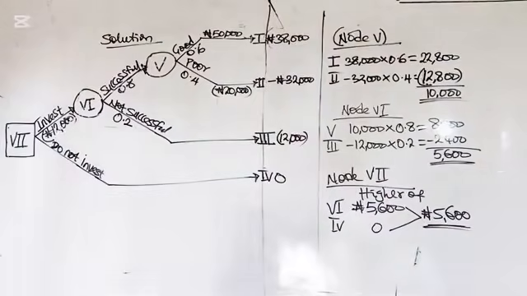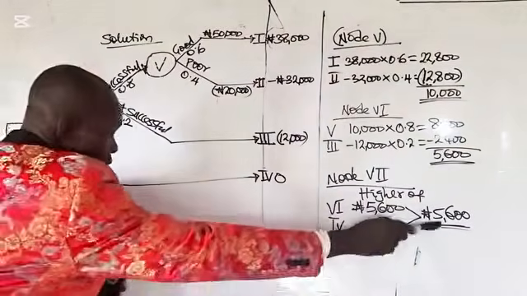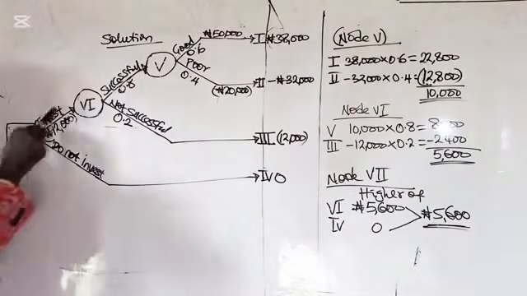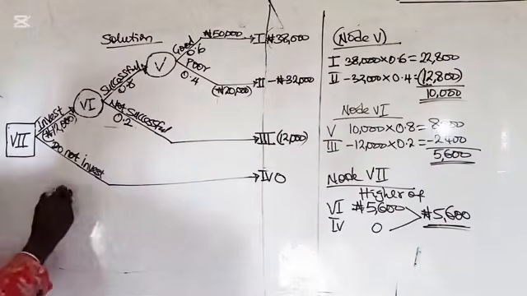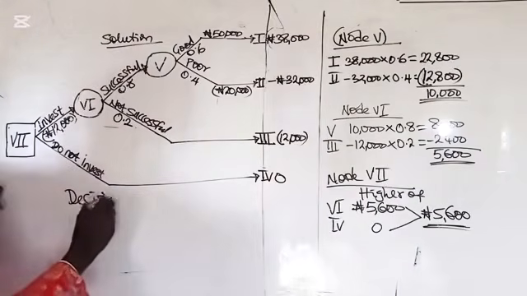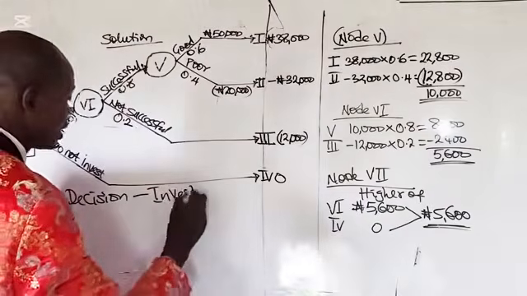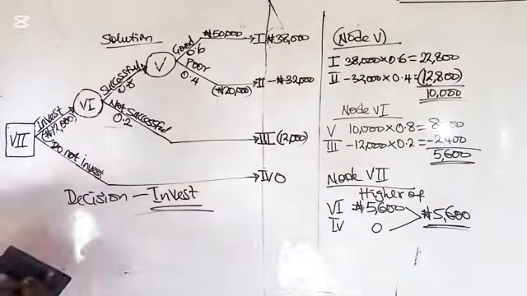What will be the decision? You know it is node 6 that gives you 5,600, and what goes with that is to invest. So your decision now will be to invest in the project. So that is the solution to the question.